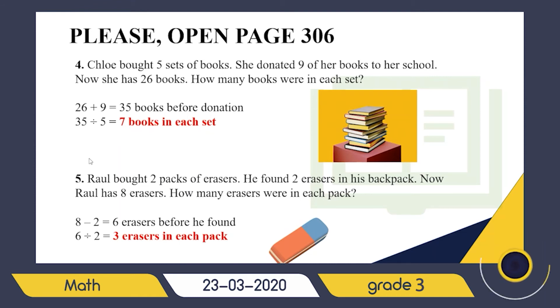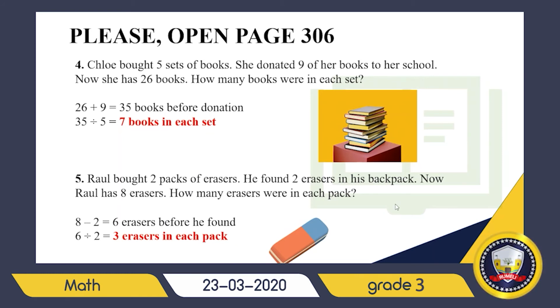Let's check question 5. It says Raul bought 2 packs of erasers. He found 2 erasers in his backpack. Now Raul has 8 erasers. How many erasers were in each pack? Always the same, we will start with the last sentence. Now Raul has 8 erasers, and then we will go back and back.